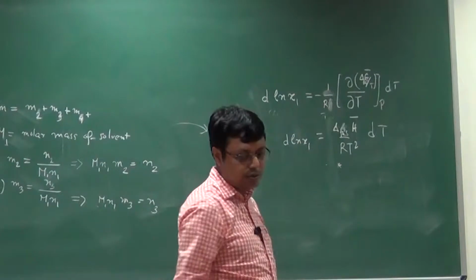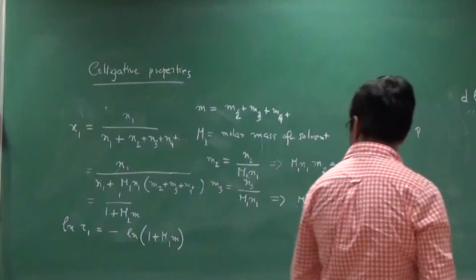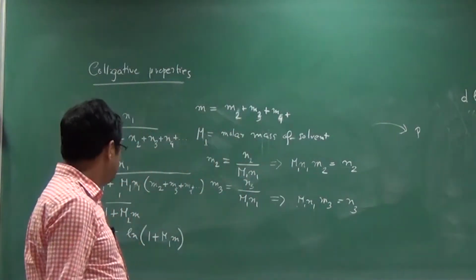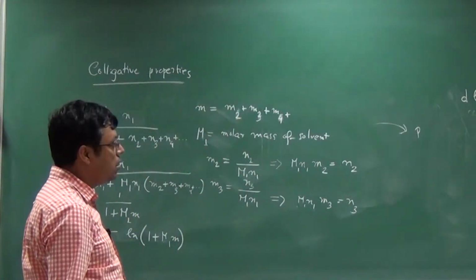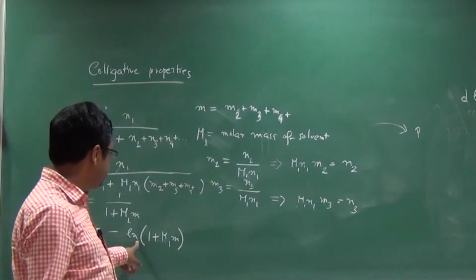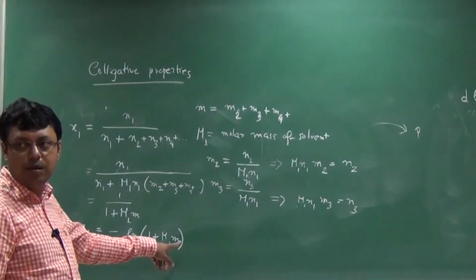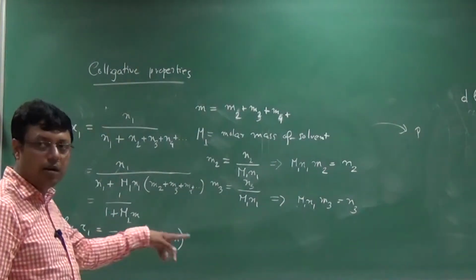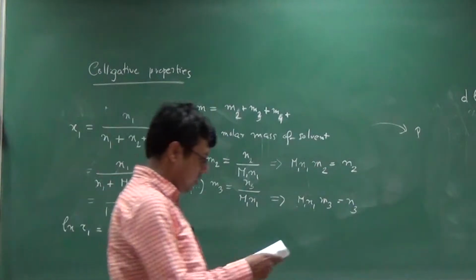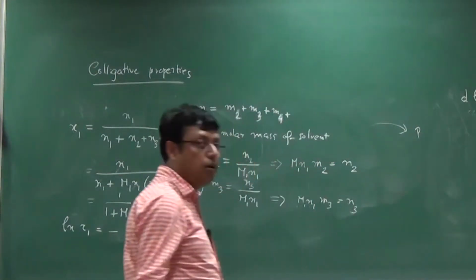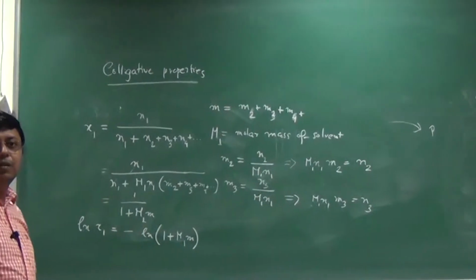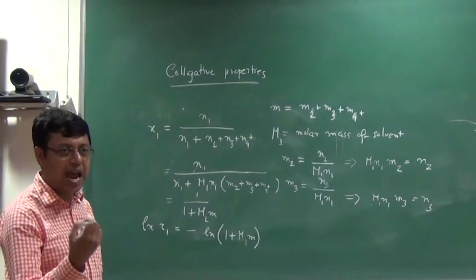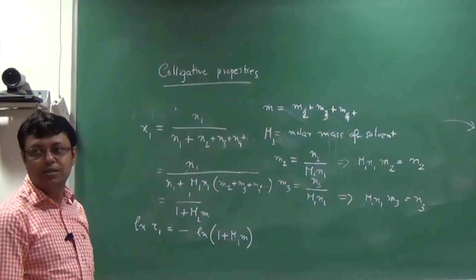d ln x1 is this thing. Now I can directly use ln x1 is this. What will be d ln x1? Very easy, right? So I'll have minus ln of 1 plus m1 m. So the derivative is 1 divided by this, right? All right. And again, what is the variable here? The variable is small m, because how much salt you add is what changes the freezing point depression.